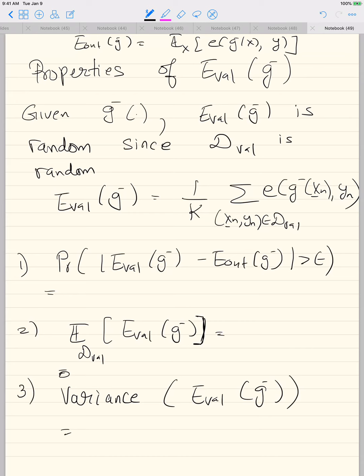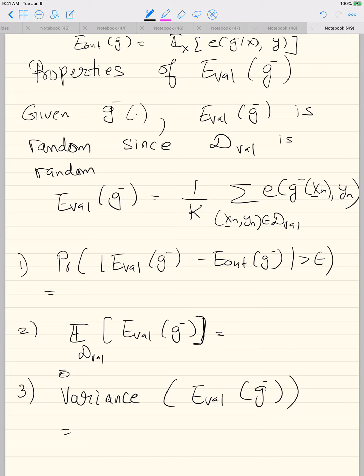I guess for the first one it would be the bound from earlier, and we can bound it by 2 times the growth function, e to the negative... Yeah, exactly. Just a direct application of Hoeffding with a single hypothesis.